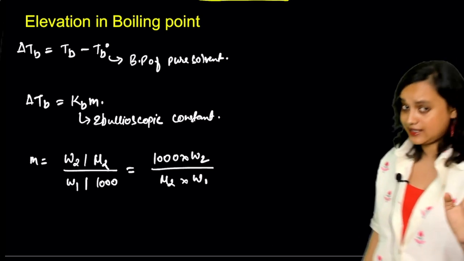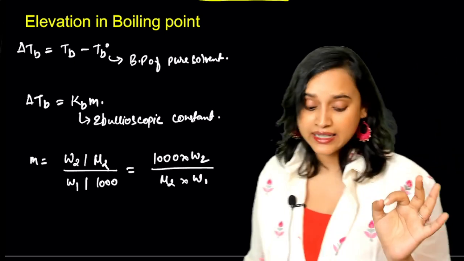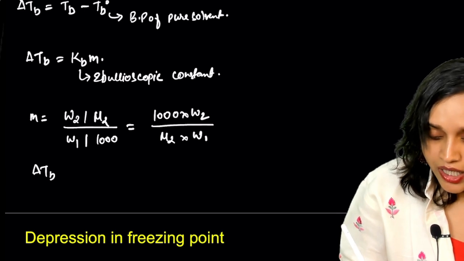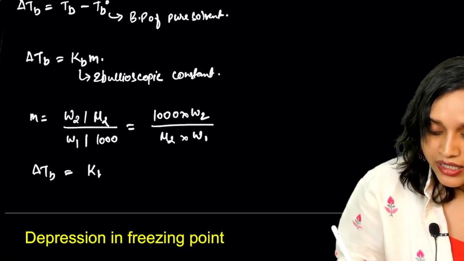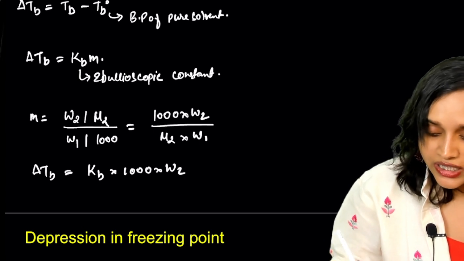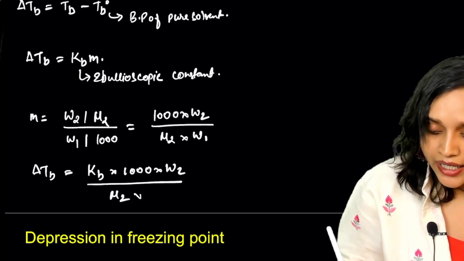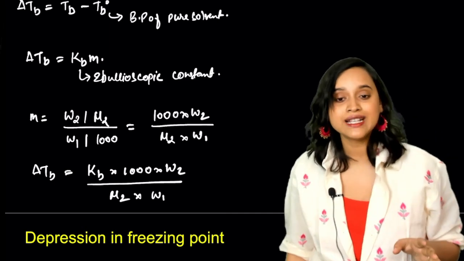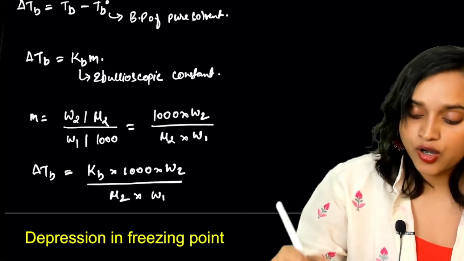Can I write it like this? Yes, molality can be written like this. Amazing. So that means that my delta TB becomes what? My delta TB becomes KB multiplied with 1000 multiplied with W2 divided by M2 multiplied with W1. Do you all agree to this? Yes or no? Amazing. All right.